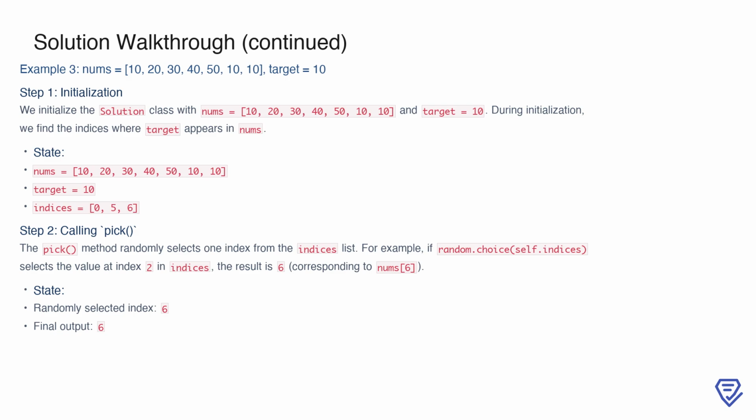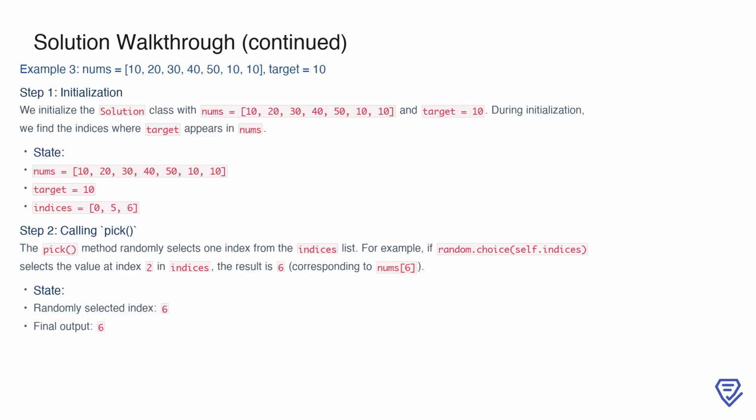In the third example, we initialize the solution class with nums set to [10, 20, 30, 40, 50, 10, 10], and the target is 10. As part of the initialization, we determine all the indices where the target appears in the array. Using our list comprehension, we find that the indices for 10 are 0, 5, 6. Now, when we invoke the pick method, it selects an index randomly from this list.